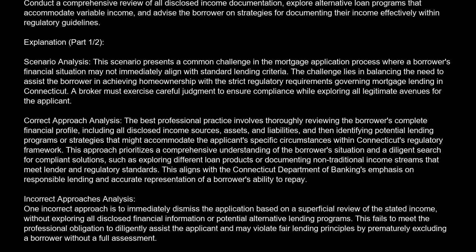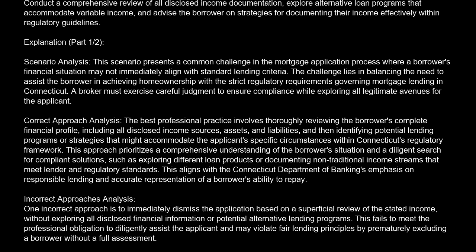The correct answer is B. Conduct a comprehensive review of all disclosed income documentation, explore alternative loan programs that accommodate variable income, and advise the borrower on strategies for documenting their income effectively within regulatory guidelines.